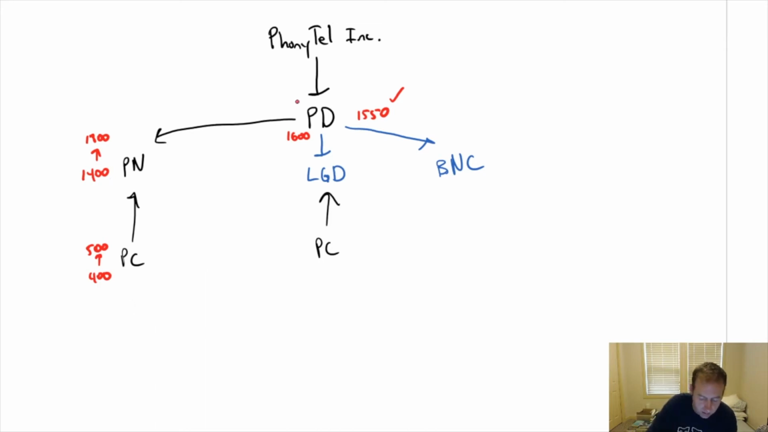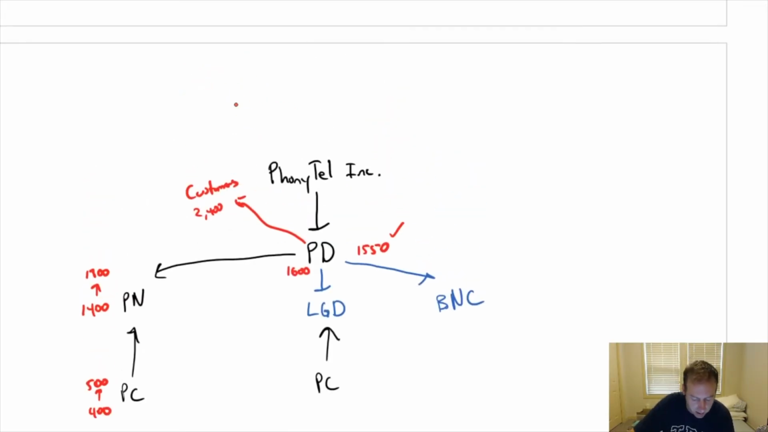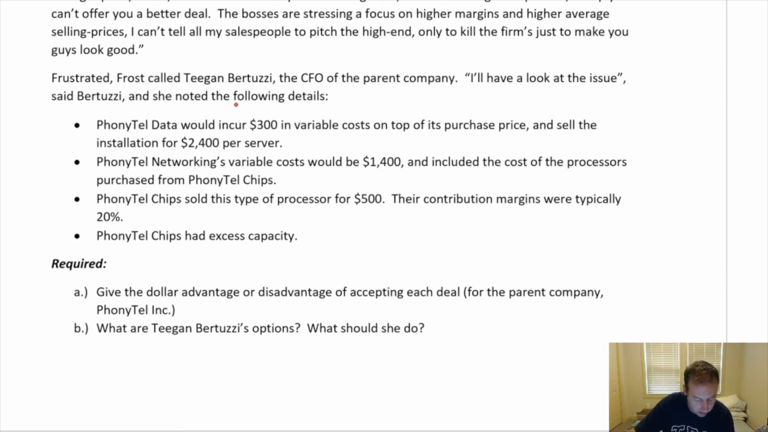Phonytel Data, by the way, is going to sell to customers for $2,400. That's what their bid is to their own customer for the installation. And they add $300 in cost on top of whatever bid they accept. So whatever bid they accept, $300 is, I guess, their labor cost, their installing cost. Maybe they have some hardware they add to it, but that's basically the relationship.